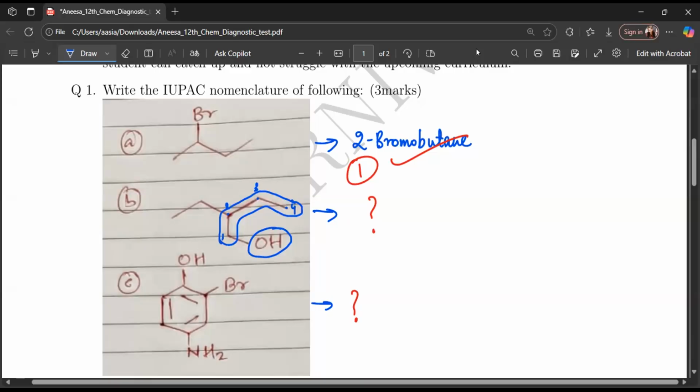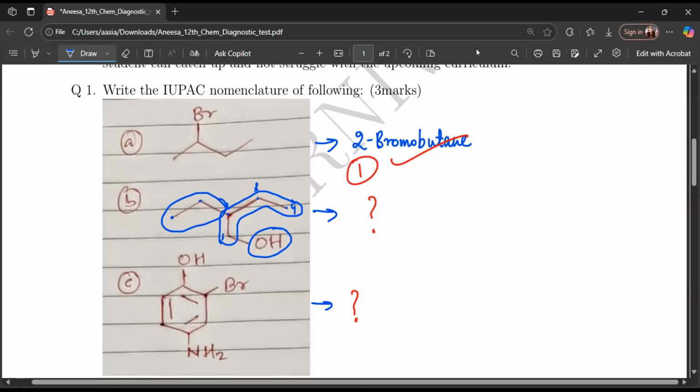Now let's see. You can see there are substituents over here. Substituents are basically the groups which are attached to the parent chain. You can see this is a group which is attached to the parent chain. This can behave as a substituent. Now, how many carbons are there in this substituent? One carbon and two carbon, right?